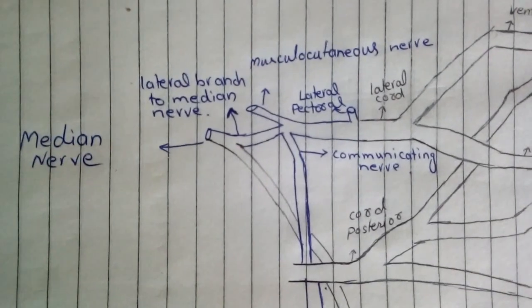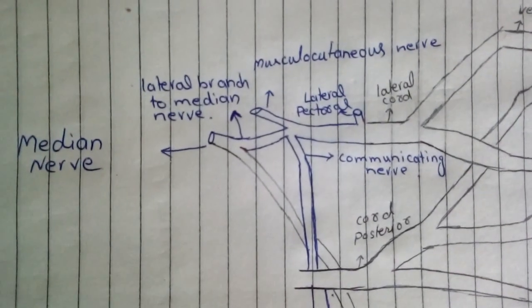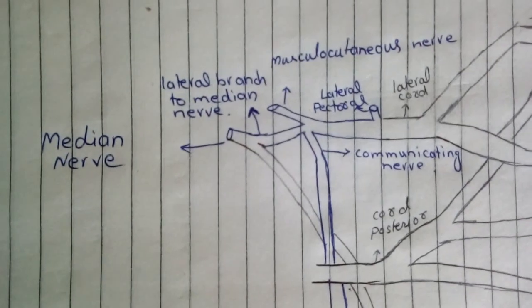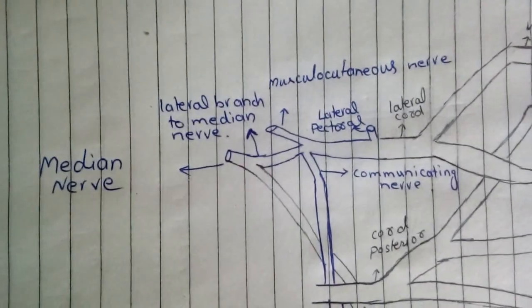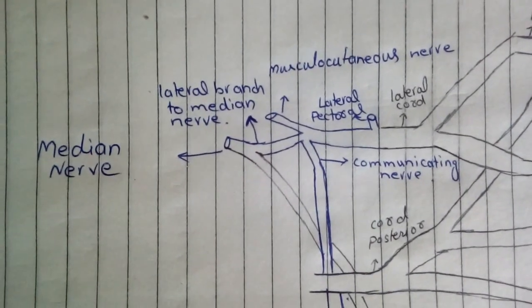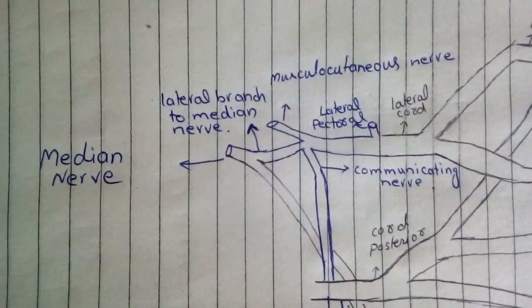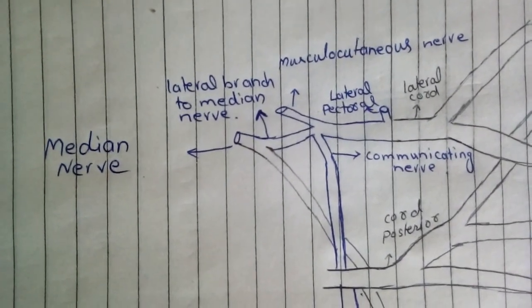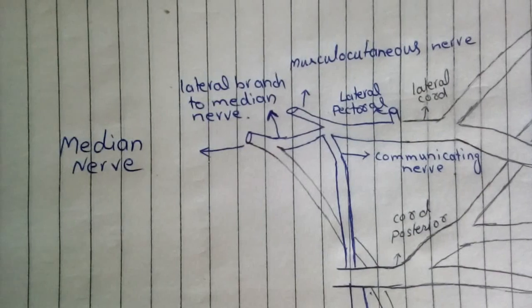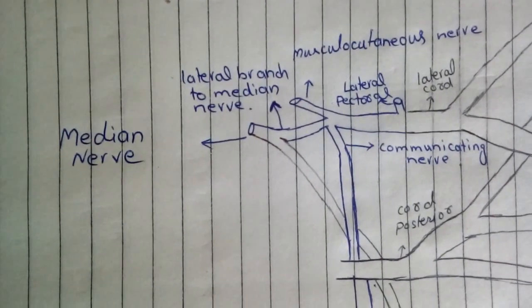Lateral cord gives a lateral pectoral nerve which supplies the pectoralis muscles. It gives a musculocutaneous nerve which supplies the anterior compartment of forearm and arm, and it also gives a branch which is called the lateral root to the median nerve.